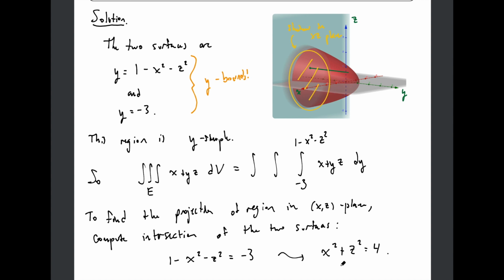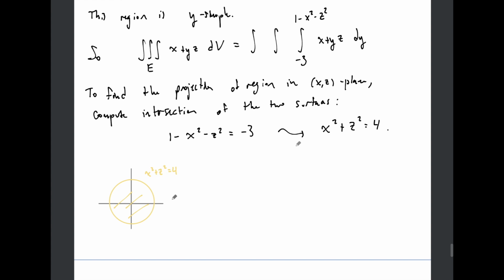That's a circle of radius 2 in the xz plane, and that circle is the boundary circle of this disk. So here's the xz plane, and I redrew this disk, which is the projection of the region onto that plane, with boundary circle x squared plus z squared equals 4. The x and z bounds that we set up here are going to be determined by this region.